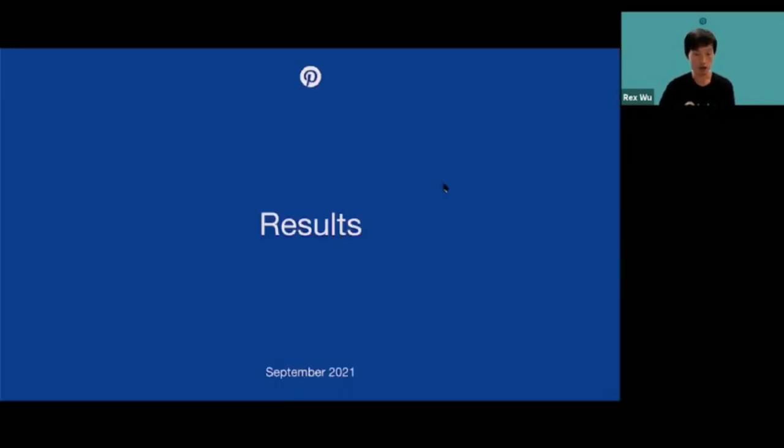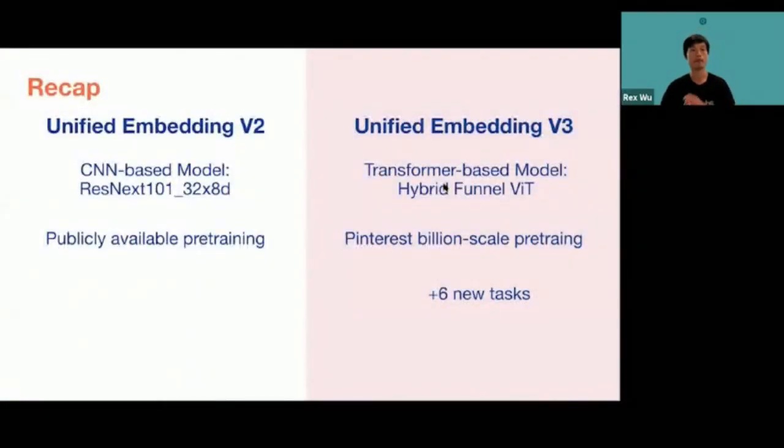And finally, I want to share with you some results when we go from V2 to V3. To recap, the two models we are comparing here are Unified Embedding V2, which has a CNN-based model, and the weight of those models is from a publicly available pre-training weight. And for V3, the model architecture we chose is a transformer-based model architecture. And this model is pre-trained with the 1.3 billion annotation dataset we collected from Pinterest. In addition, this Unified Embedding V3 model has 6 additional tasks.